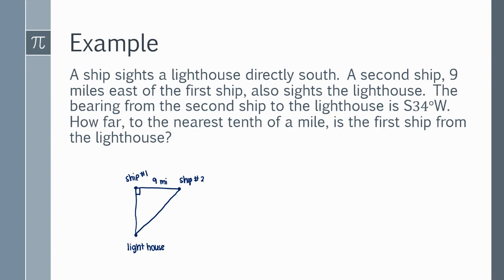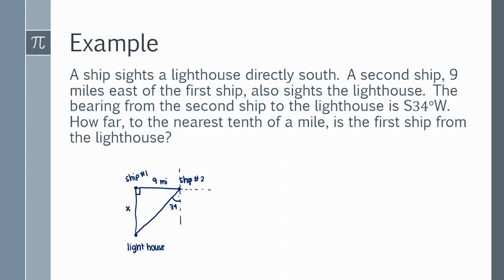It says the bearing from the second ship to the lighthouse is south 34 degrees west. So that means the second ship, I'm going to kind of think of that as where the origin is. And if I want south 34 degrees west, that means that this angle right here is that 34-degree angle, because remember that acute angle is always going to be formed with that north-south line. So now it says to the nearest tenth of a mile, how far is the first ship from the lighthouse? So I don't know that distance.